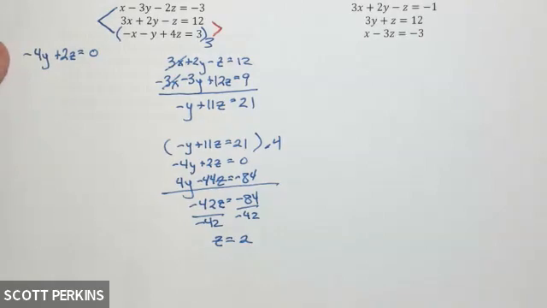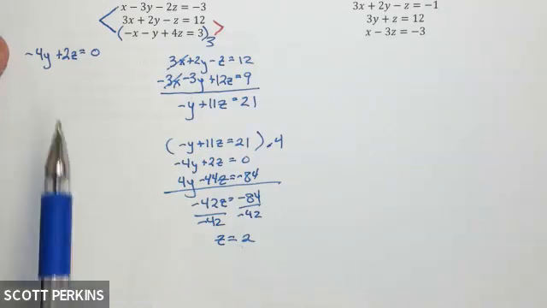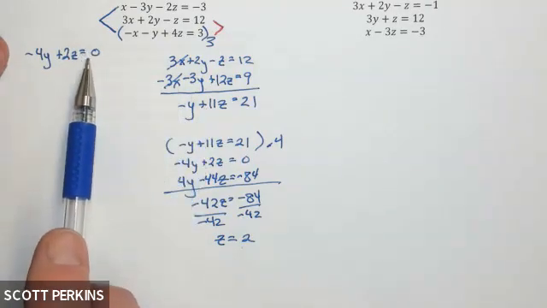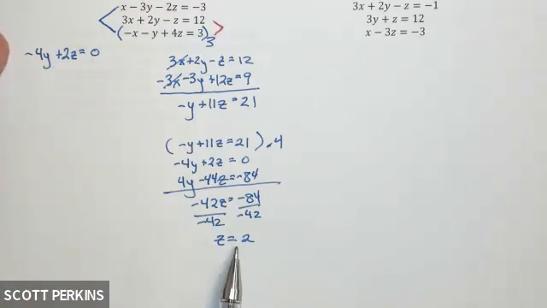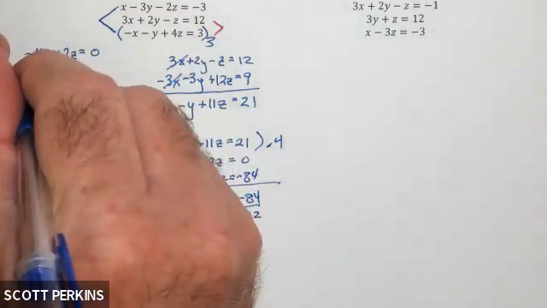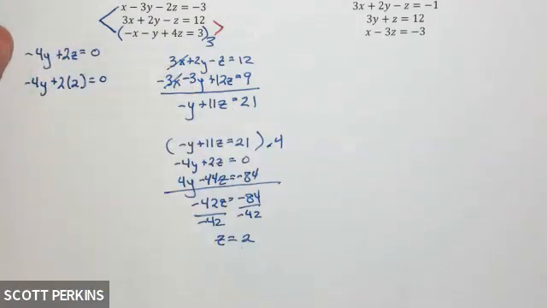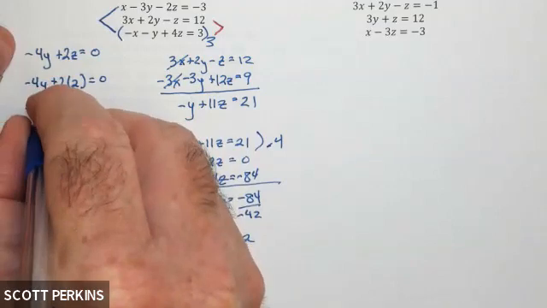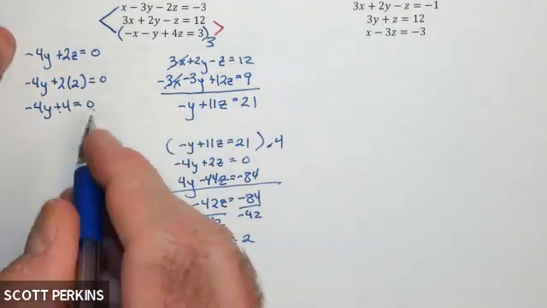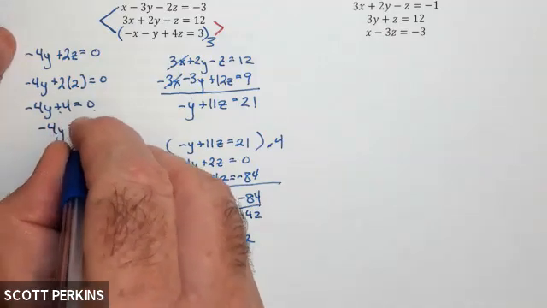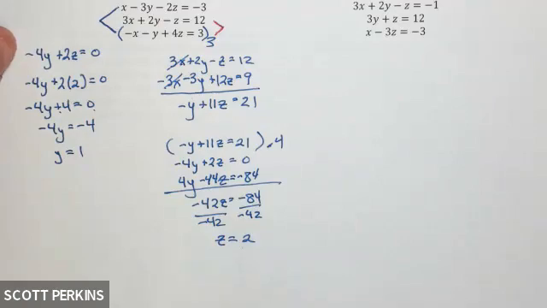And now I just go back through like I've done before. I'm going to take this z as 2. You could use either of these two equations that involve the y and the z. I'm going to use this one right here. So with z as 2, it's negative 4y plus 2 times 2 equals 0. Negative 4y plus 4 equals 0. I'm going to subtract the 4 from both sides. I'm going to divide both sides by negative 4 and get y as 1.